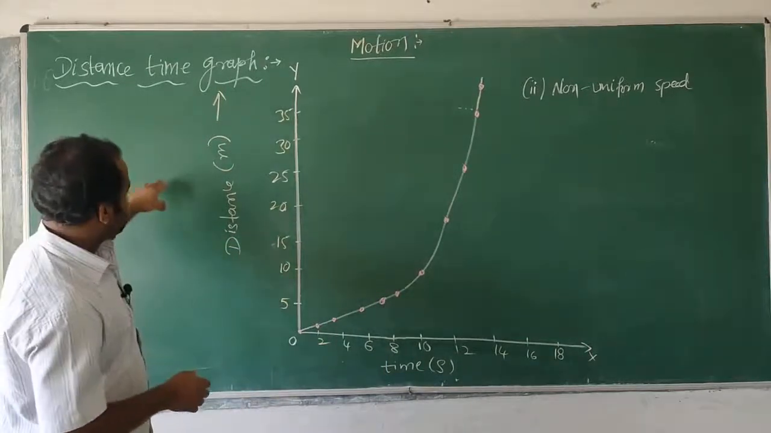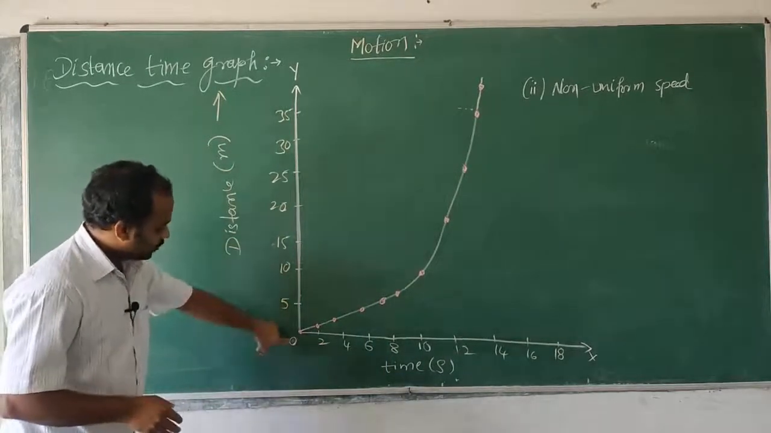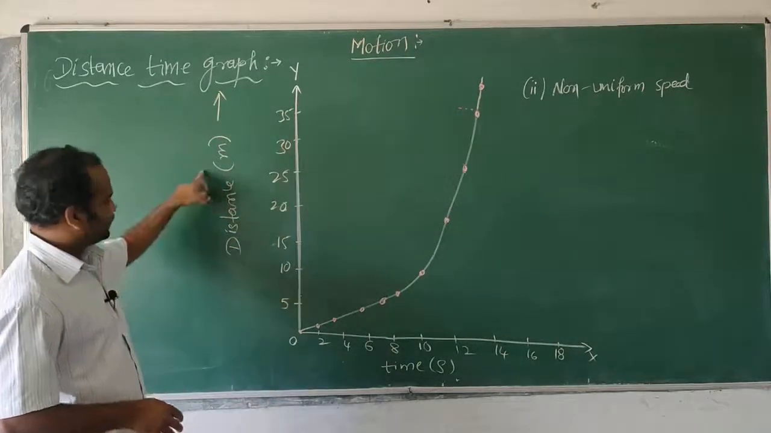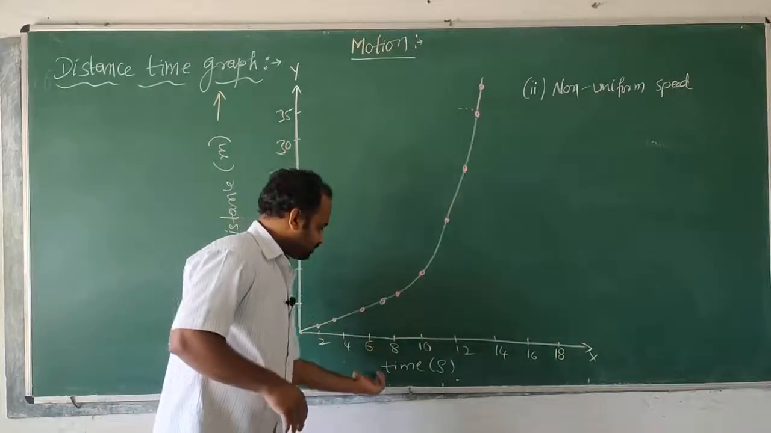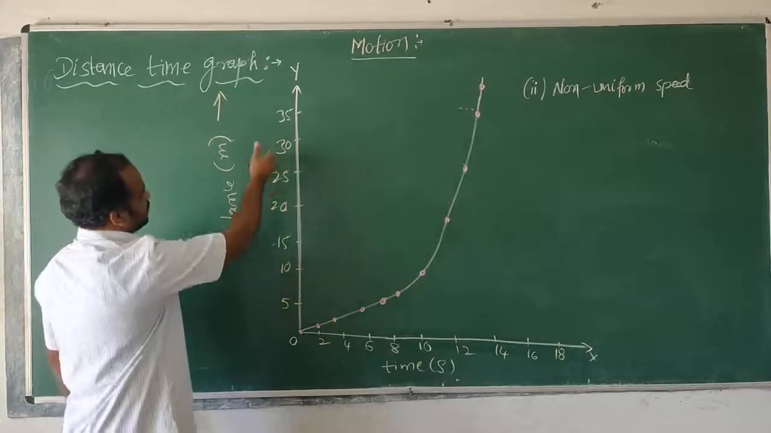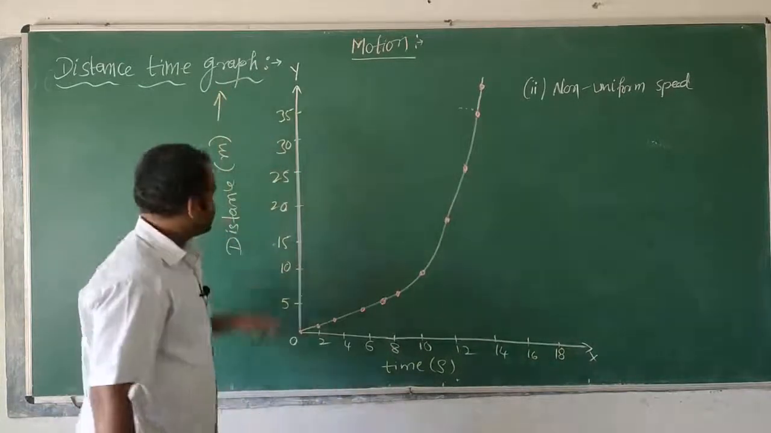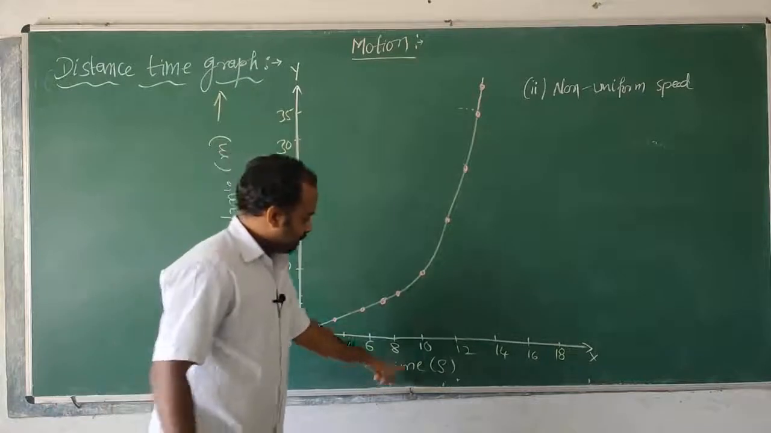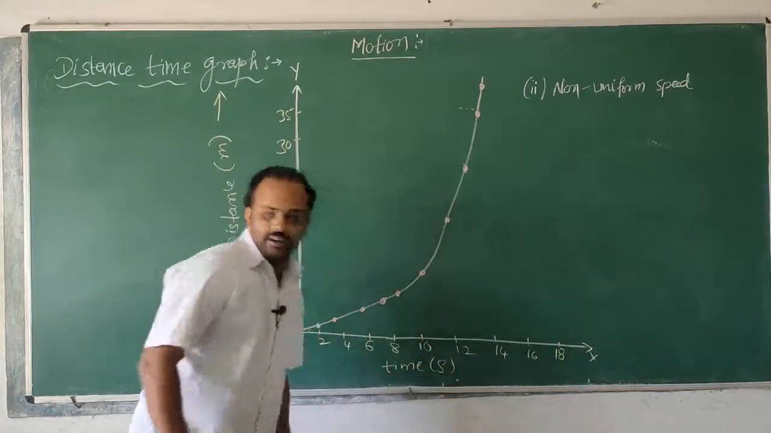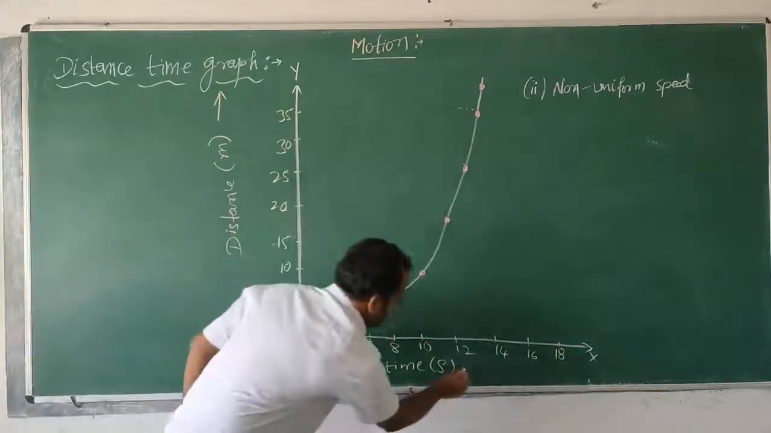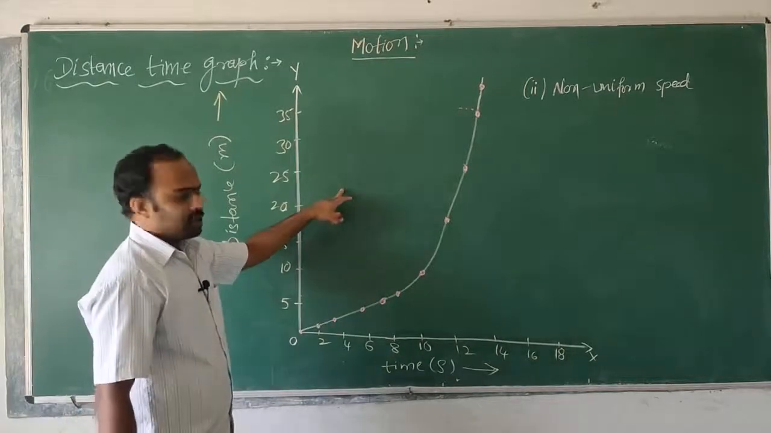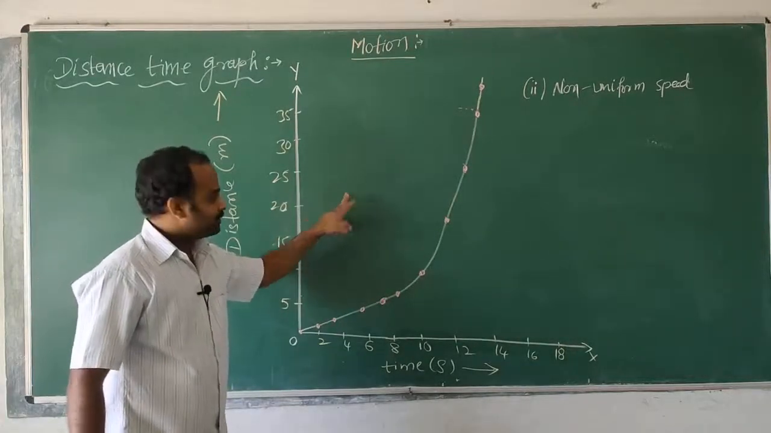Here, O is the origin, with the y-axis and the x-axis. Along the y-axis we take the distance in meters, and along the x-axis we take the time in seconds. The time values are 5, 10, 15, 20, 25, 30, 35. Along the y-axis the distance values are 2, 4, 6, 8, 10, 12, 14, 16, 18 and so on. Look at this graph, how does the line look?